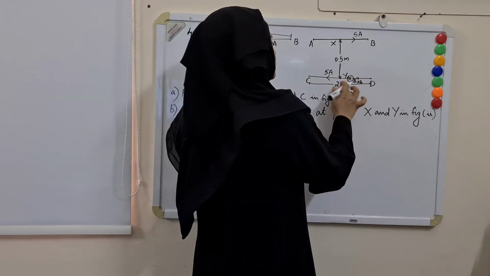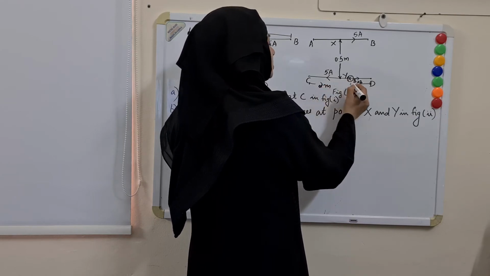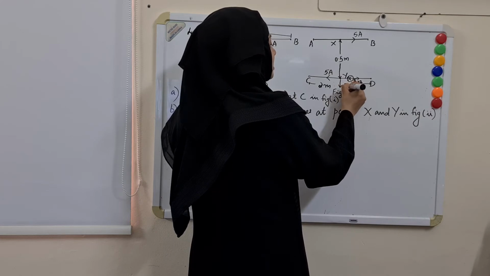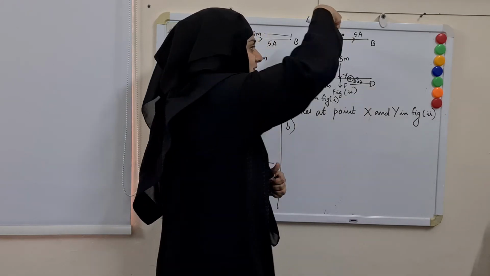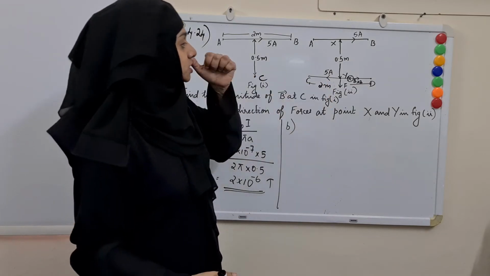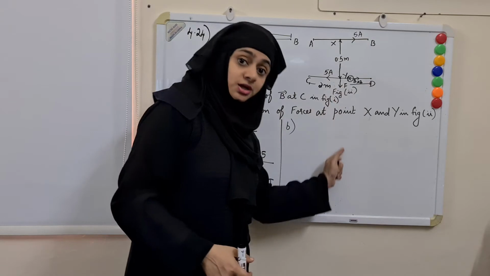So there is no space here. I wrote it here. Let me move this 2 meters to this position. So force F is in the downward direction because the thumb was pointing downwards. So at point Y, the force is downwards.